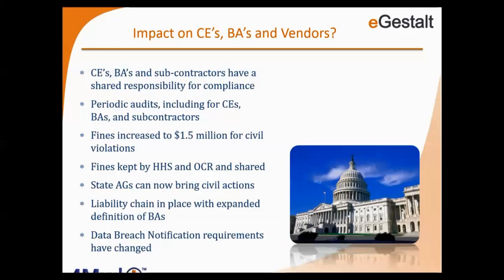And liability chain is in place, and covered entities and BAs have a shared responsibility. I talked about the data breach notification requirements. Right now, the requirement is that if a breach happens that involves more than 500 patient records, that needs to be reported to the government within 60 days of the breach happening.